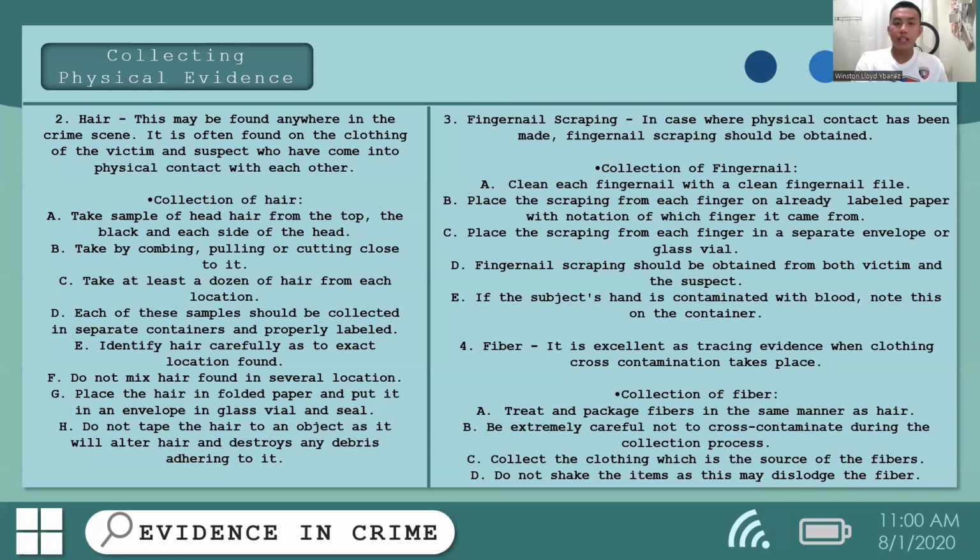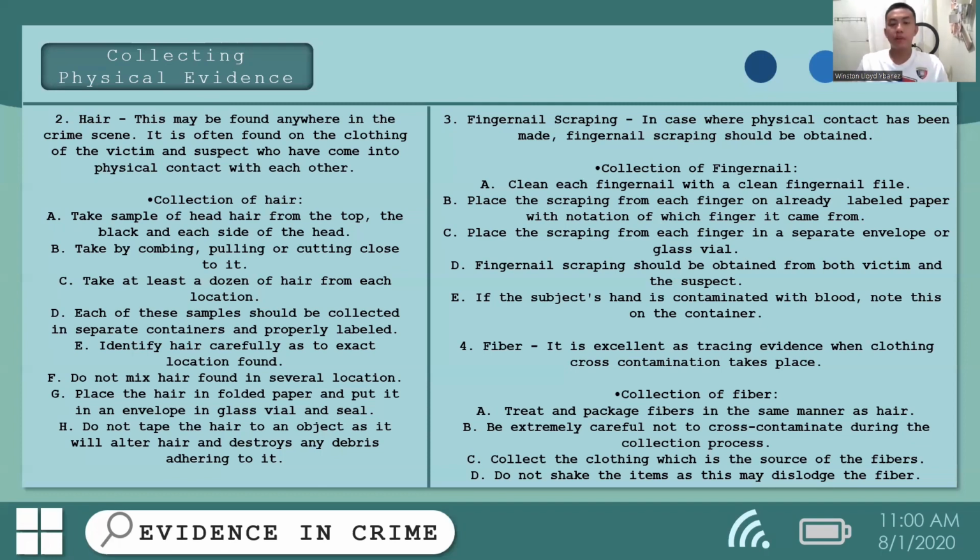A. Clean each fingernail with a clean fingernail file. B. Place the scraping from each fingernail on already labeled paper with a notation of which finger it came from. C. Place the scraping from each finger in a separate envelope or glass vial. D. Fingernail scraping should be obtained from both victim and suspect. And lastly, if the subject's hand is contaminated with blood, note this on the container.